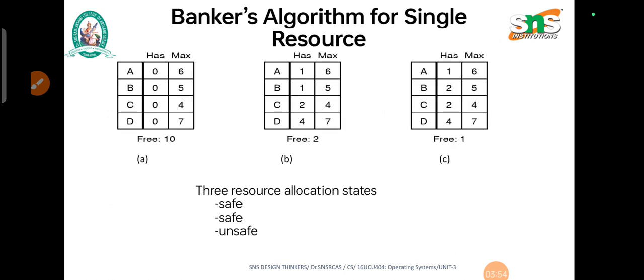Next is the Banker's algorithm for a single resource. Here in this diagram, initially all the processes A, B, C and D are free. Next, the resources are allotted to the processes and the free resources are 2, whereas in the next diagram the free resources is 1. So there are 3 resource allocation states here: one is safe state, and the other is unsafe state.